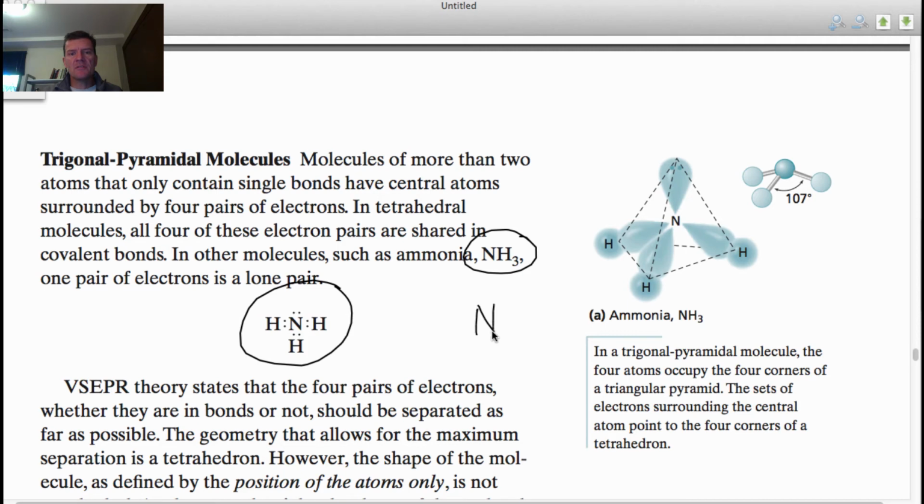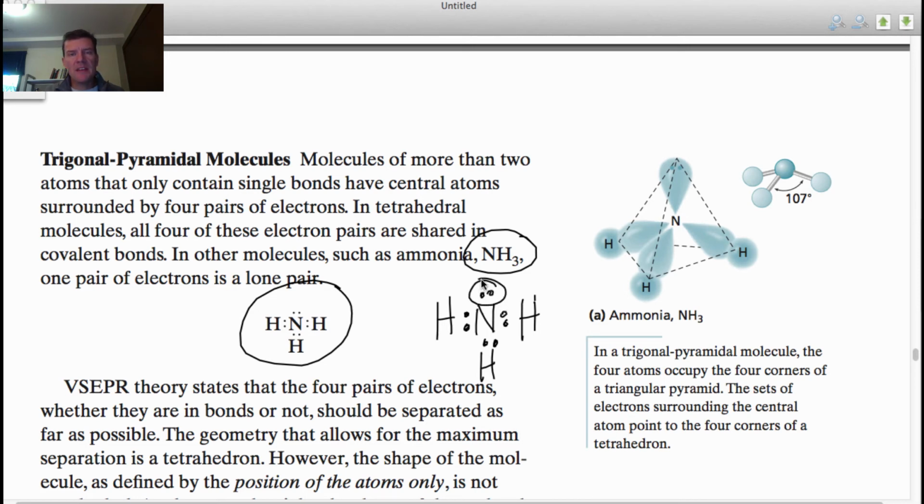So nitrogen has 5. It's in group 15. 1, 2, 3, 4, 5. Remember, you don't pair them up until you have to. 1, 2, 3, 4, and then pair them up. The fifth gets paired up. Hydrogen has 1 each, and I've got 3 of them. So hydrogen is going to come in here, share its 1. Hydrogen in here, share its 1. Hydrogen in here, share its 1. Now, here's the case. You've got 3 bonds, 1 lone pair.